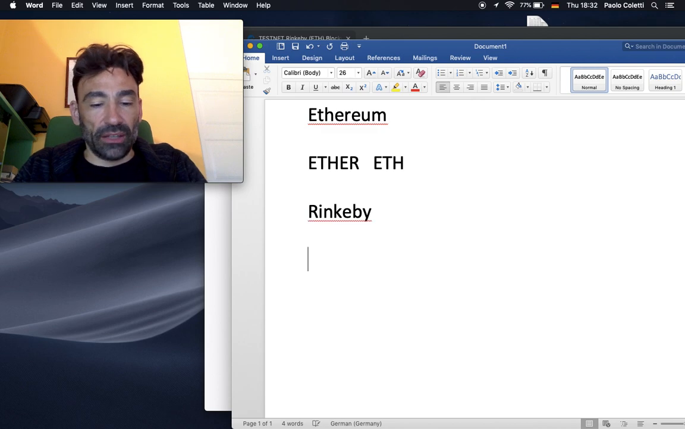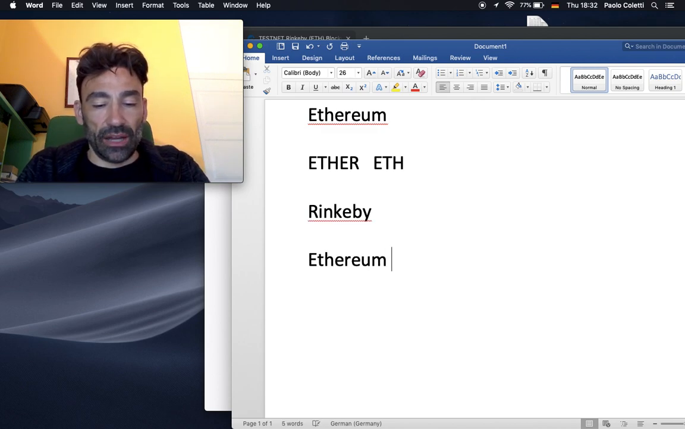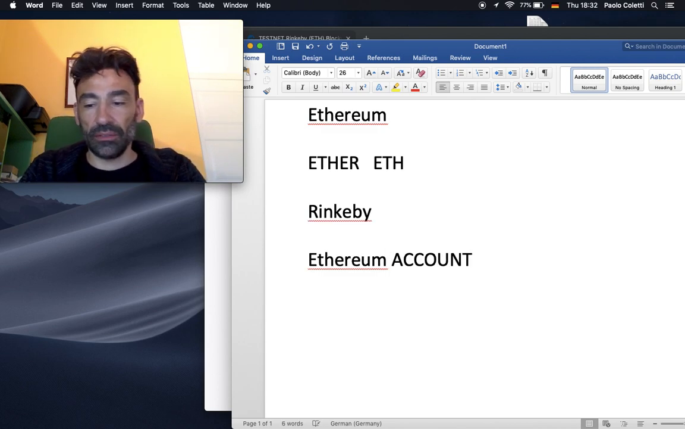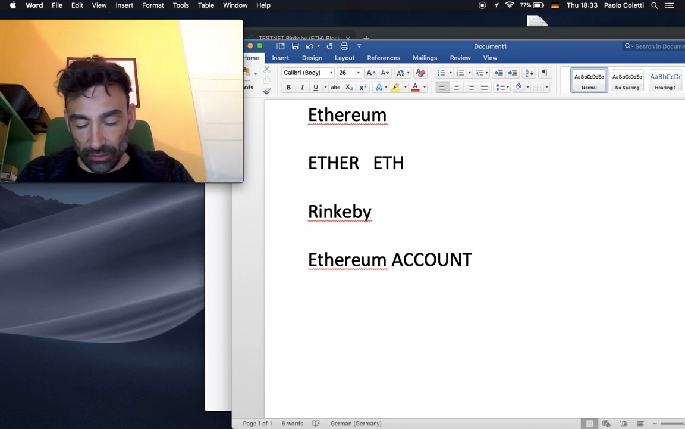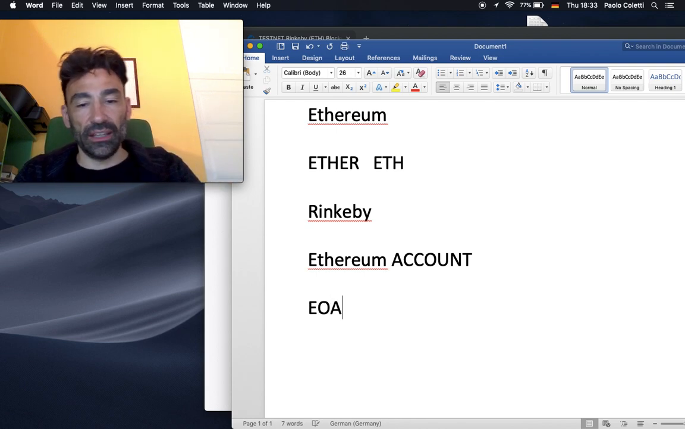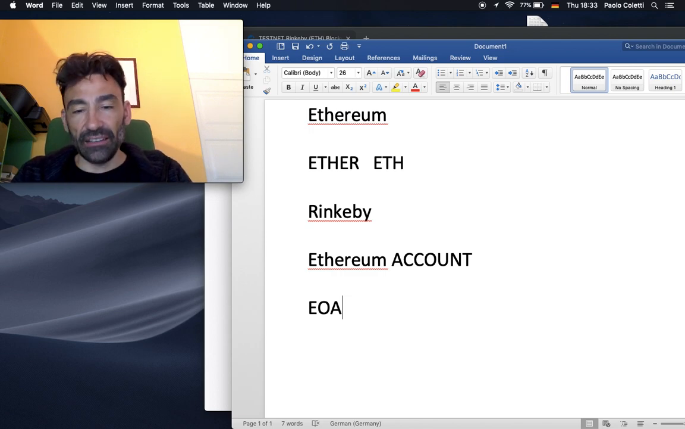Let's talk about an Ethereum account. We distinguish two different types of account. The first one is the EOA account, externally owned account. It's an account that a person, an organization, whoever owns. It's controlled by a private key, exactly like the Bitcoin account. You can send and receive transactions, and you can have Ether on this account. This works exactly like the Bitcoin account.